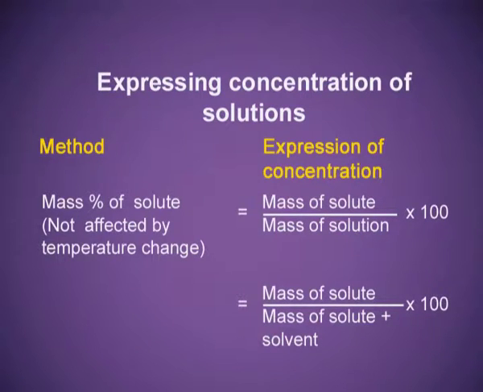Mass percentage. Mass percentage is the mass of the solute divided by the total mass into 100. For example, if I say 10% glucose solution by mass, it means 10 grams of glucose and 90 grams of water. So if I want to calculate the mass percentage of glucose, then 10 divided by the total mass, 10 grams of glucose plus 90 grams of water, into 100.